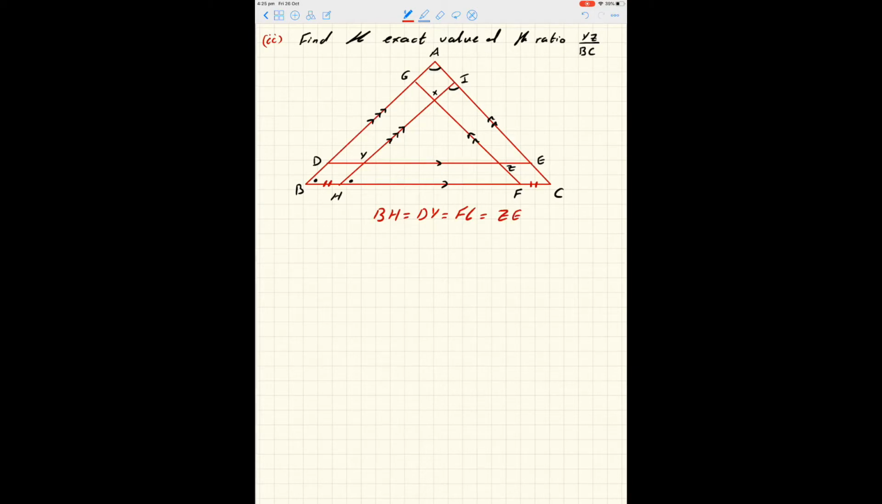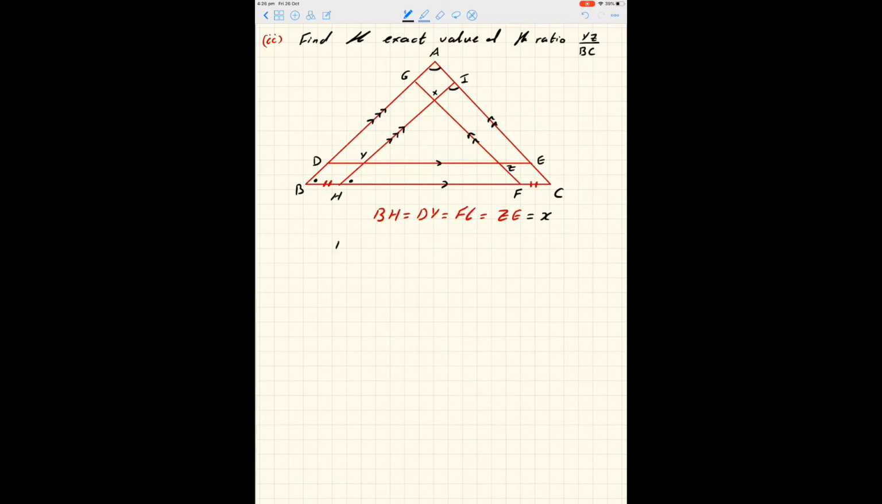Now, all these are equal, and I want to make reference to them all the time, so make sure you understand all these four sides are equal to each other. I'm going to let these four sides equal x. You can make them equal anything you like, it does not really matter. Since BH, DY, FC, ZE are all equal to x, we can start having a look at this question.